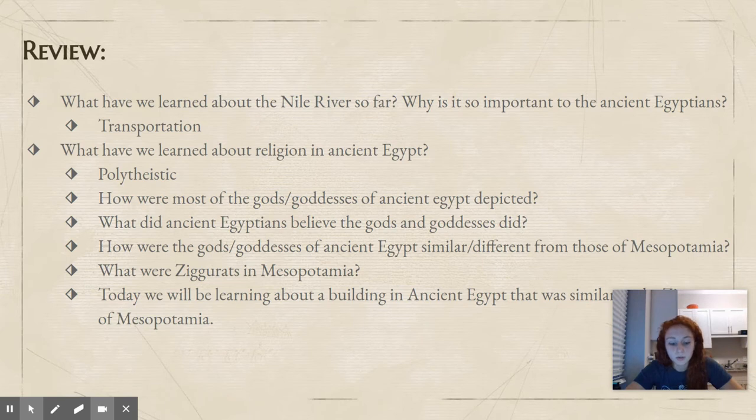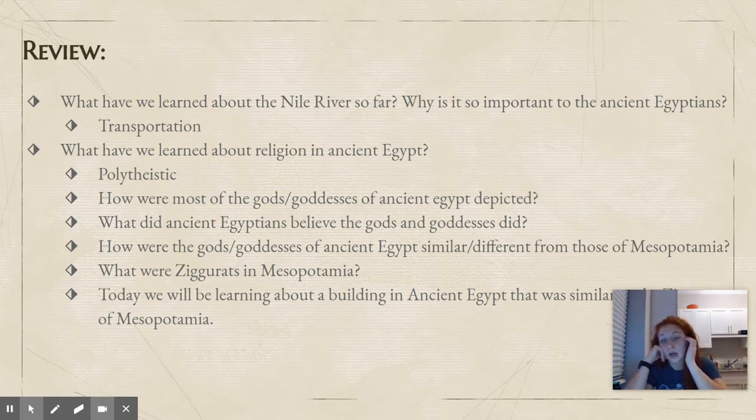All right, let's do a little bit of review. So what have we learned about the Nile River so far? And why is it so important to the ancient Egyptians? So we know that the Nile River is the longest river in the world, okay? And we learned that it's really strong, right? And so sometimes it floods, right? But why is the flooding good? What does the flooding do for those Egyptians?